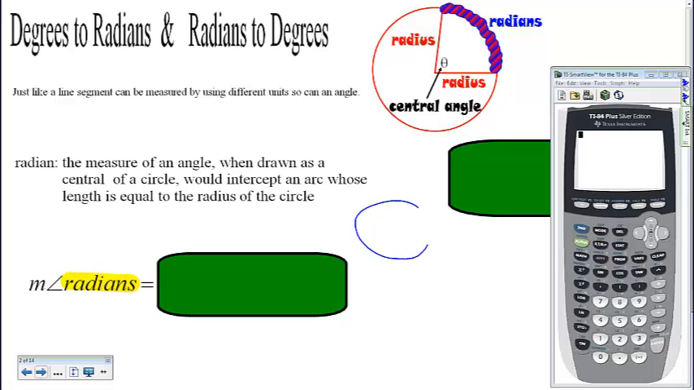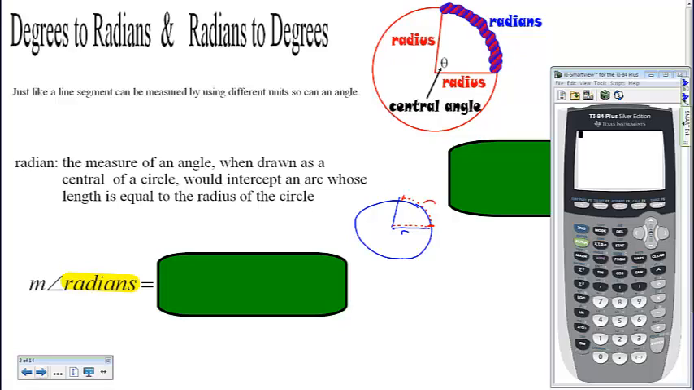Long story short, in layman's terms, what this means is if you draw a regular circle with a center, you draw a radius of length r. You note that that length is r, and you draw the same length around the outside of the circle so that you have an arc on the outside of the circle that is the exact same length as your radius. In other words, of length r.